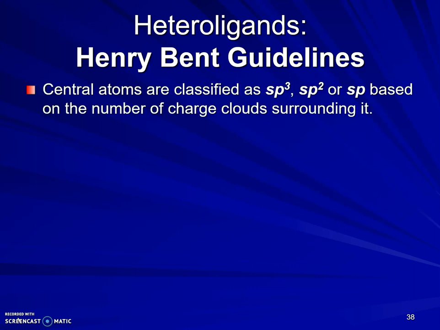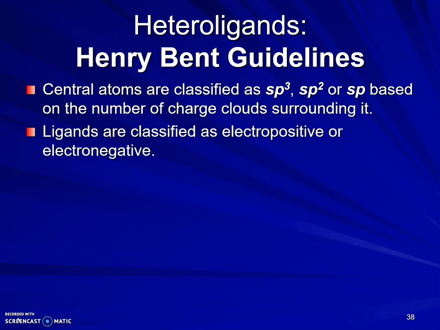Central atoms are going to be classified to start out with as sp3 or sp2 or sp based on the number of charge clouds that are surrounding it. But if the ligands are not all the same as one another, and we're including lone pairs as ligands here, then we need to account for that. There's going to be a bond angle change, an S and P character change to the bonding orbitals, to the hybridized orbitals, that occurs because of that.